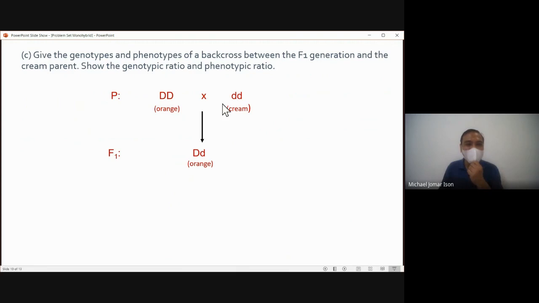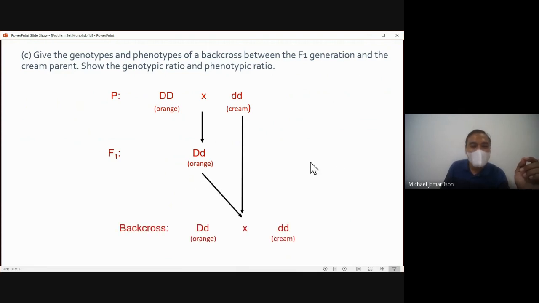Now, in this case, when we say the word back cross, actually it's already defined. This is a cross between the F1 generation and one of the parents. And the parent that is used in letter C would be the cream parent. So we have here the cream parent that is crossed with the F1 generation. So this would be what the back cross would look like. The big D small d, the heterozygote orange, is crossed with a small d small d, homozygote recessive, which is the cream. So this is already half of the problem because we are able now to know what would be the parent. So just take note, the back cross would be crossing the F1 generation with the identified parent. Okay, let's now get the answer.